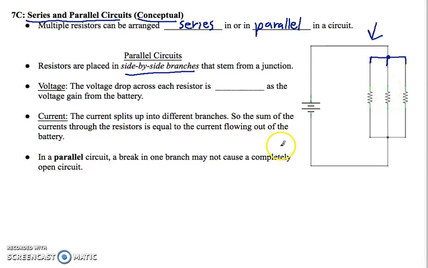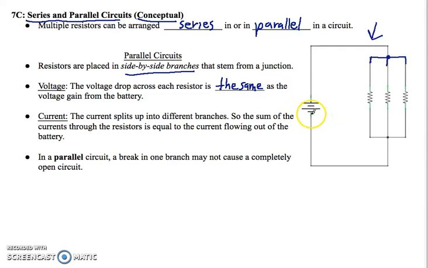For a parallel circuit, it's very important to think about the voltage and the current and how the voltage and current behave in a circuit like this. So the first thing is the voltage. In a parallel circuit, the voltage drop across each resistor is going to be the same as the voltage gain from the battery.